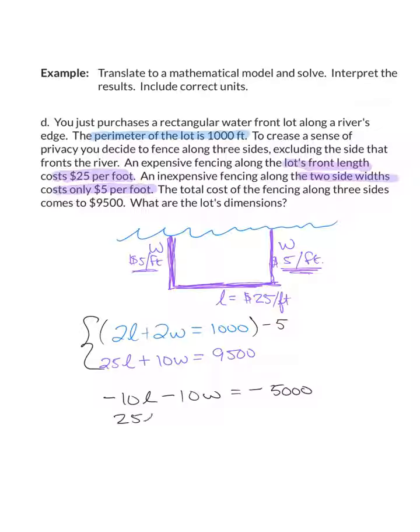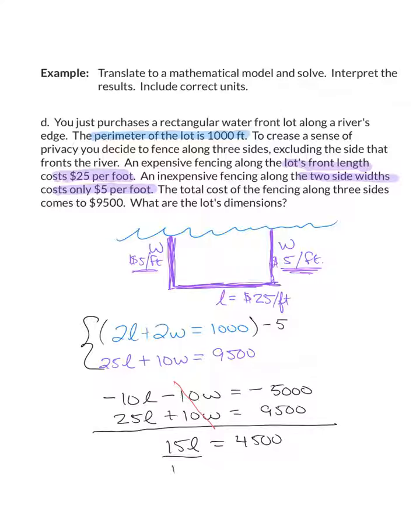My second equation stays the same. And if we add straight down, we get 15L. My W's cancel, equals 4,500. I can divide both sides by 15, and we're left with L equals 300 feet.